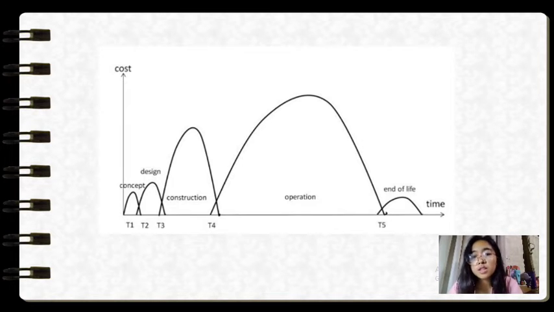Meanwhile, the vertical axis represents accumulative costs and costs of purchase and option within the life cycle of a construction project.